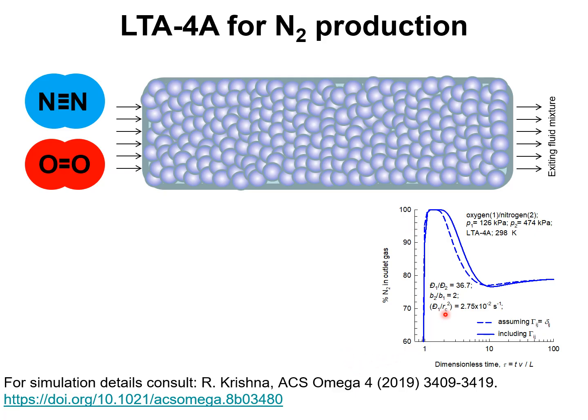I plot here the percentage nitrogen in the outlet gas as a function of a dimensionless time parameter. The continuous blue line represents the simulation results for a model in which thermodynamic coupling effects are duly accounted for. The dashed lines, on the other hand, are the simulation results based on a model in which thermodynamic coupling effects are ignored, and the gamma matrix is taken to be the identity matrix.